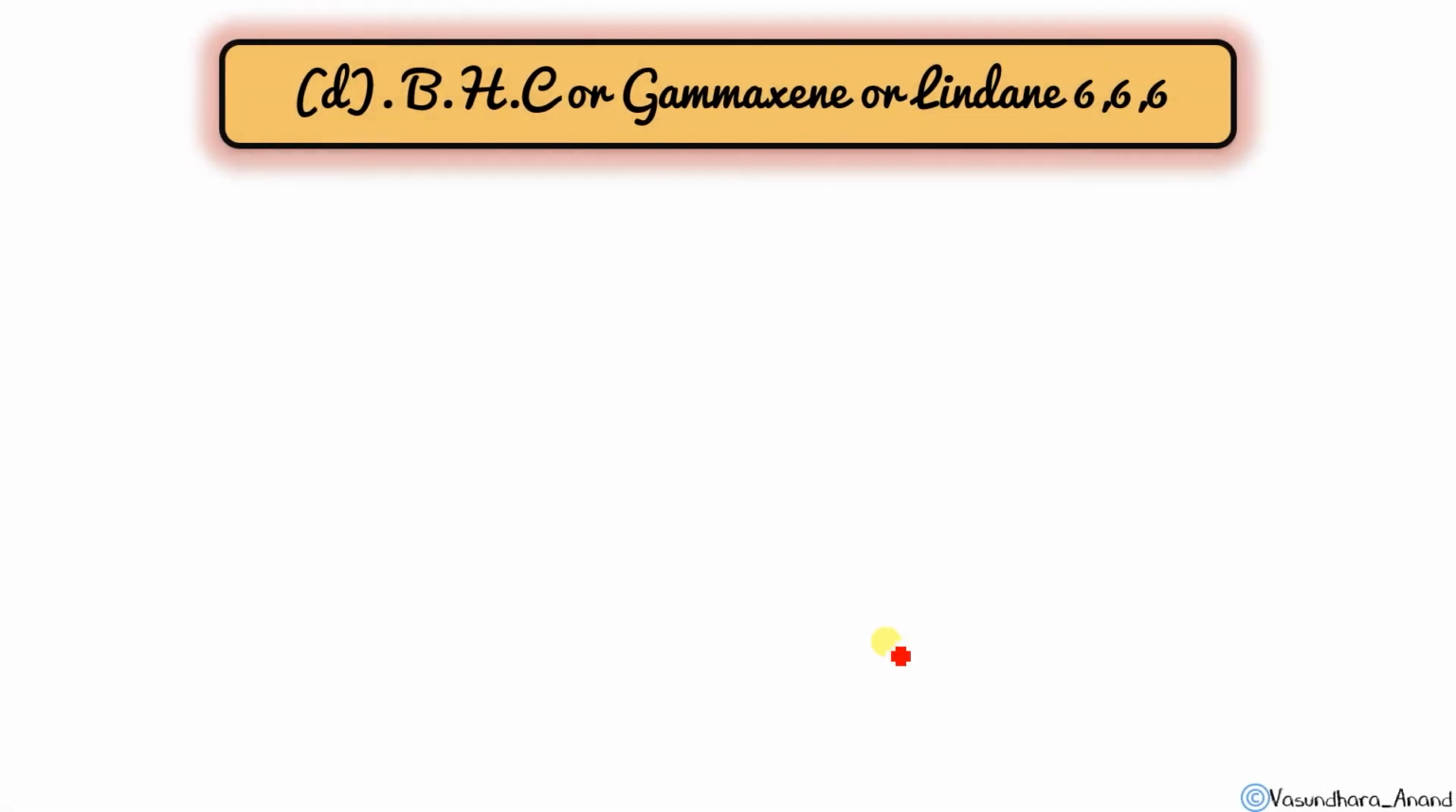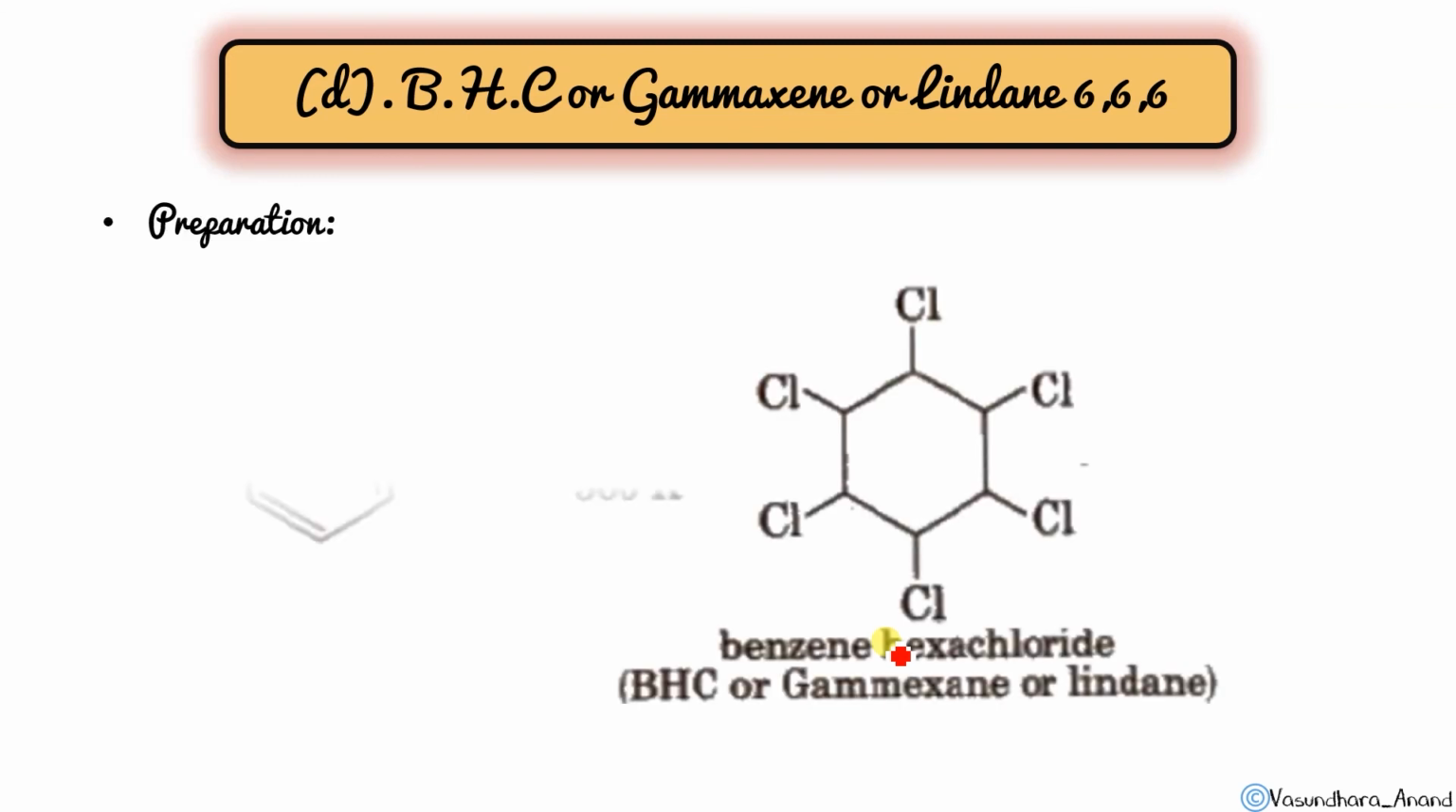Now the next is BHC or Gammexane or Lindane, 666. It is used to form the explosive RDX, and that is how it is prepared. When benzene reacts with 3 moles of chlorine in presence of ultraviolet light and 500 Kelvin, it undergoes an addition reaction and gives benzene hexachloride. Although the double bonds have been removed, it is still called benzene hexachloride, BHC or Gammexane or Lindane, used in RDX or to make explosives.